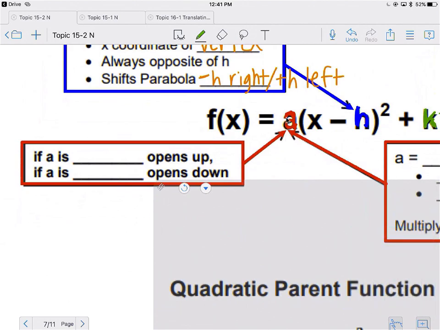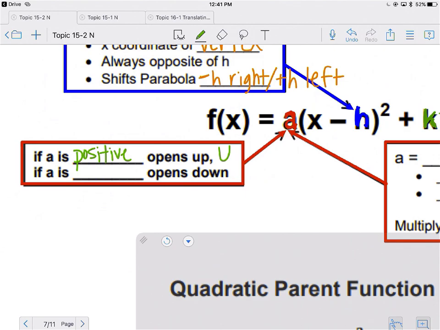A in front here, if A is positive, it will open upward, which means it will look like a U and have a minimum. And then if A is negative, it will open downward, meaning it will have a max and look like a hill.